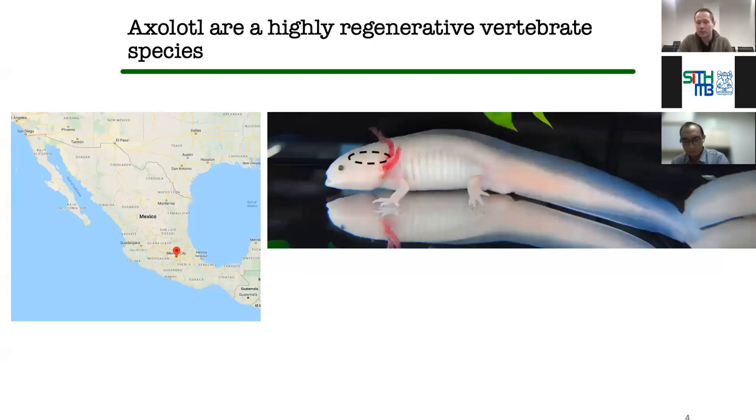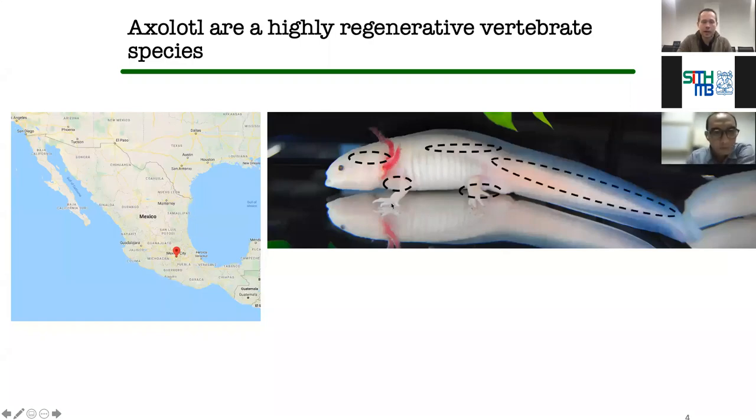We know that it can regenerate a wide range of tissues and body parts. That includes its brain, but also other regions such as its heart, its spinal cord, its limb, shown here, but also, of course, its forelimb. And what I want to talk to you about today is the regenerative ability of its tail. Basically, in short, any tissue that you can injure on the axolotl and that doesn't kill it, it can probably regenerate. If you were to cut off its head, for example, you have a dead animal, and obviously it can't regenerate anymore.